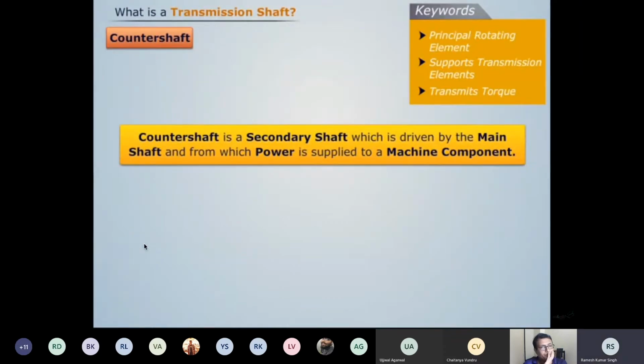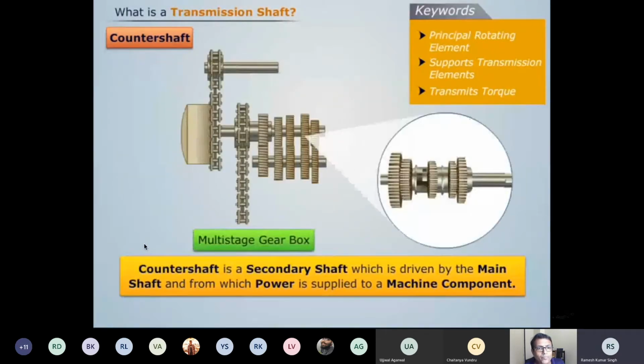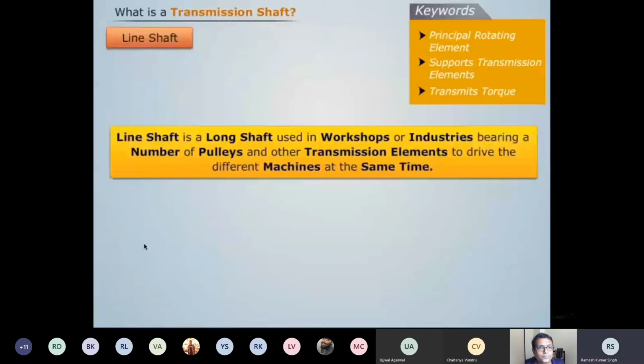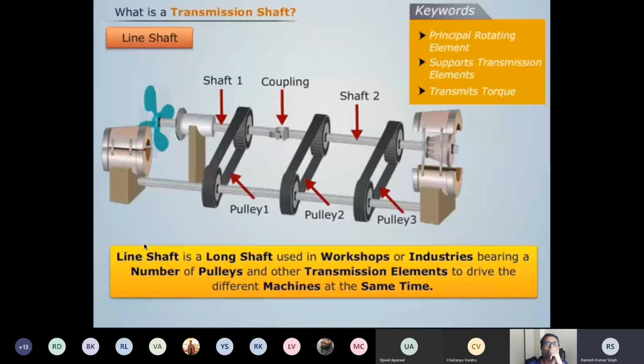Countershaft is a secondary shaft which is driven by the main shaft and from which the power is supplied to a machine component. It is used in multi-stage gearboxes. And line shaft is a long shaft used in workshops or industries, bearing a number of pulleys and other transmission elements to drive different machines at the same time. It consists of a number of shafts which are connected in the axial direction by means of couplings.